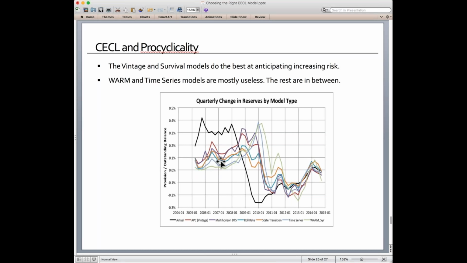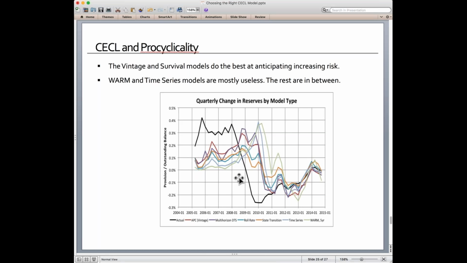The roll rate and the state transition model are kind of halfway in between the vintage model and the no change model. The reason they're halfway in between is that they pick up on delinquency changes, but delinquency is often driven by economic factors. And so they're still pretty strongly tied to that economic factor, and they kind of miss some of the credit quality changes because they're so focused on delinquency. Delinquency is a lagging indicator of what's coming.